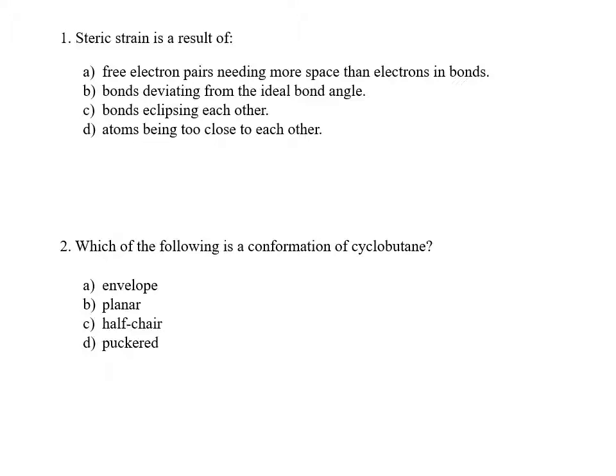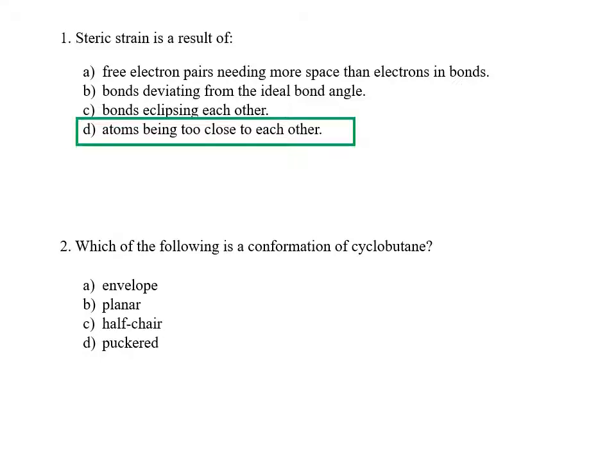B. Bonds deviating from the ideal bond angle. That's the definition of angle strain, not steric strain. C. Bonds eclipsing each other. That's the definition of torsional strain. And finally, D. Atoms being too close to each other. That's steric strain. So D is the best answer here.